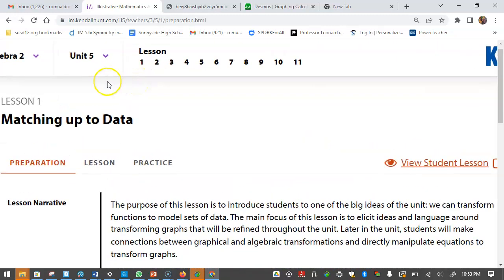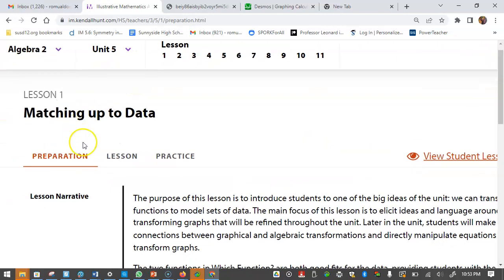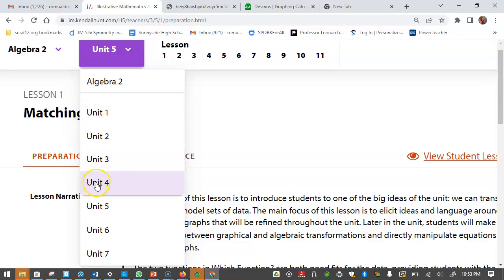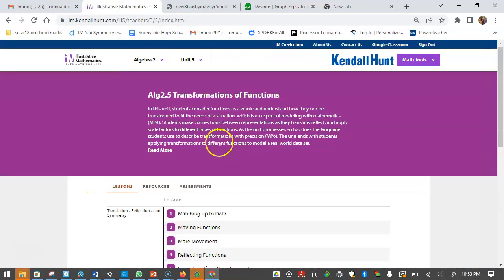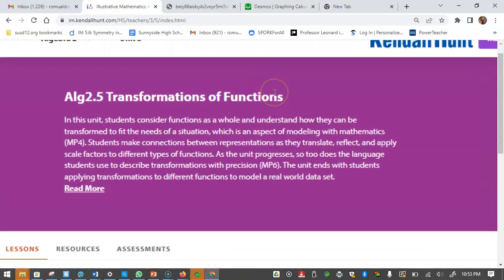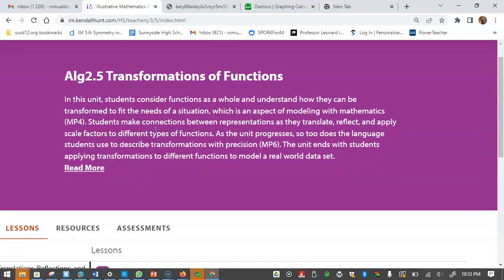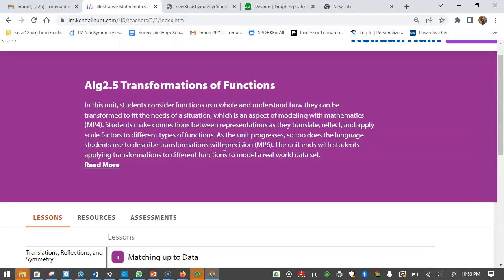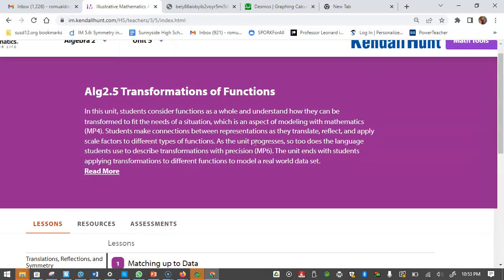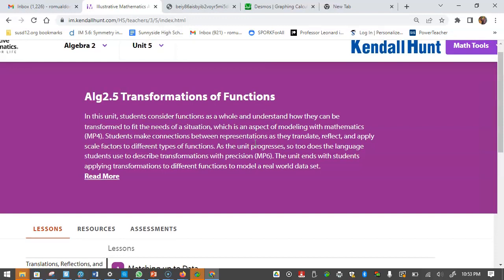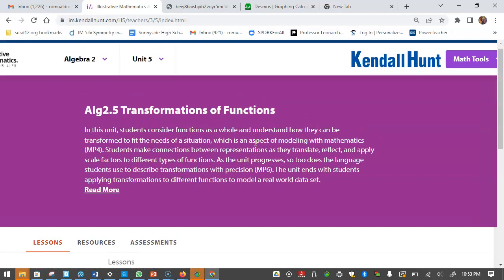This is a short unit, all about, if you click on Unit 5, you will see transformation of the function. Basically, this whole unit will be about how we transform a graph of a function, and whether we should shift the graph to the left or right, up, down, and is there a vertical compression or stretch or horizontal and so on.